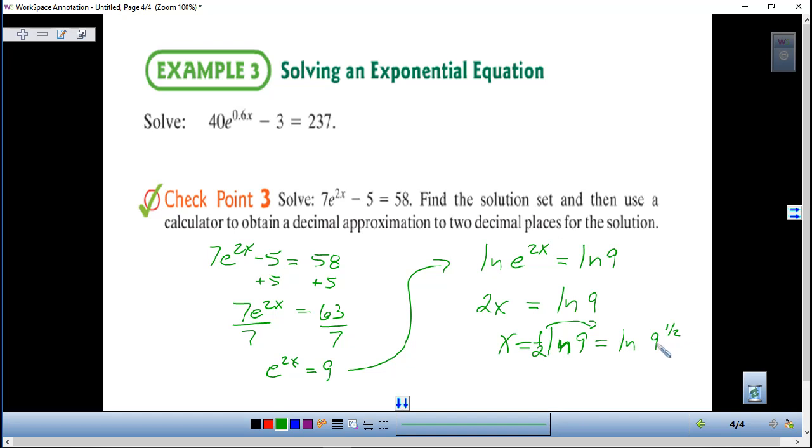Well, what's a 1/2 power? It's a square root. So what's the square root of 9? So this is the same thing as the square root of 9, which is the natural log of 3. And you should look for ways to break that down like that.